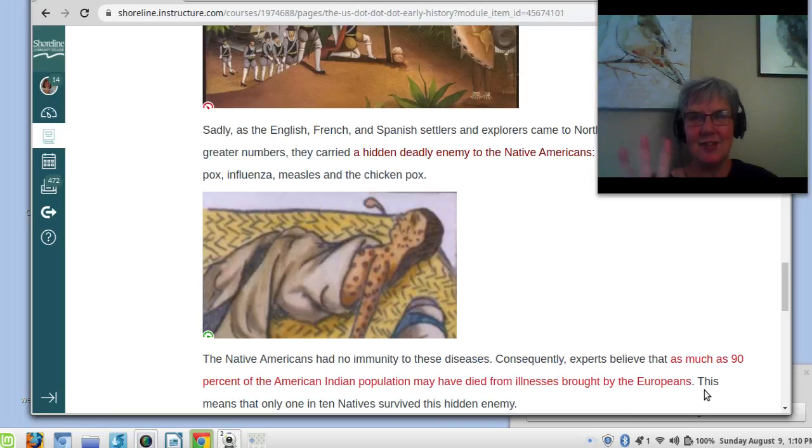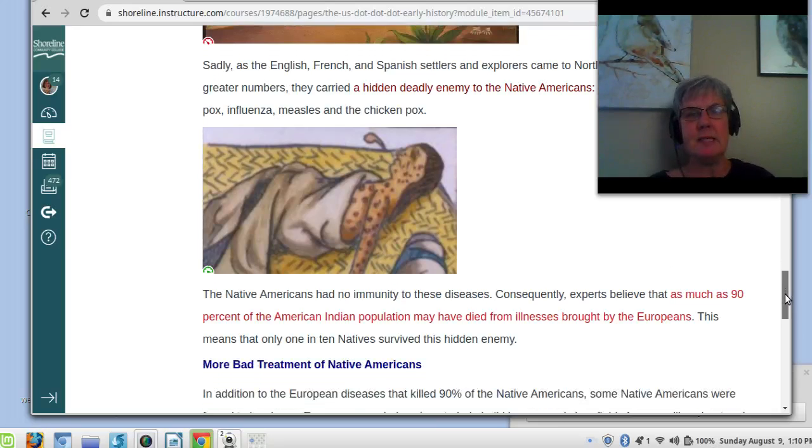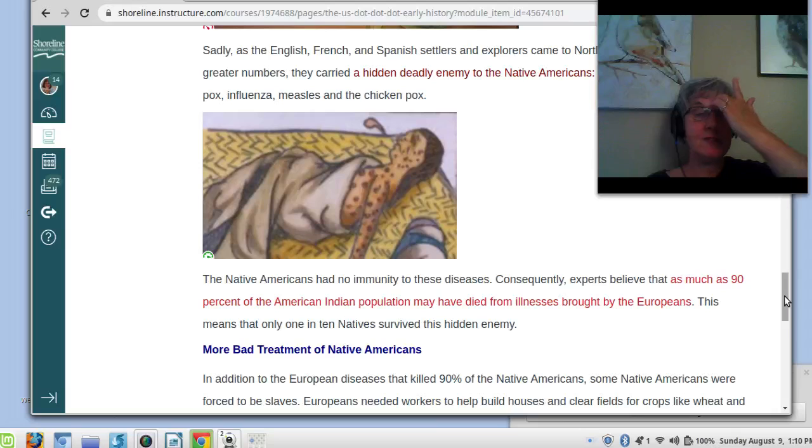Can you imagine, there used to be so many Native Americans, and then about 90%, that's what experts believe, that's what researchers believe, about 90% of all of the Native American people died because of the diseases. They didn't have immunity to the diseases. This means that only 1 in 10 natives survived this hidden enemy.